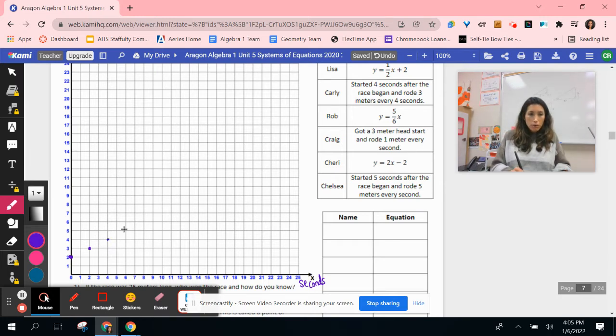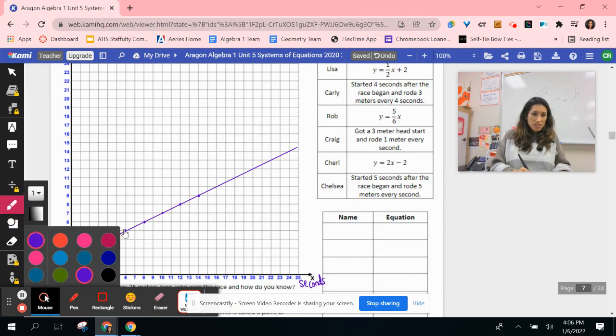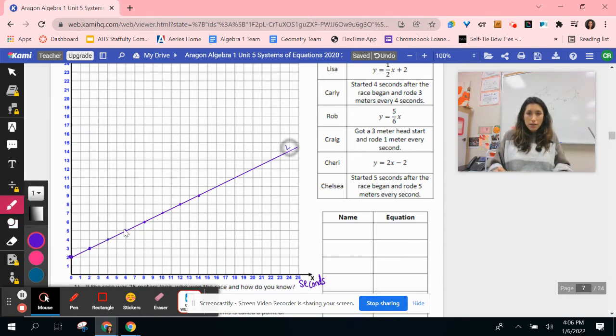So I'm going to place several points on my grid here. If you want to, you can just go all the way to the very end, or you can pick up a ruler and connect them. I'm going to use the same color here, and I'm going to color code my graph. So this is going to be Lisa's path. Whether yours is color coded or not, I recommend at the very end to write the name of the participant next to that. So we got Lisa's graph.